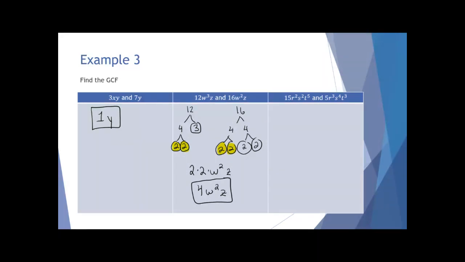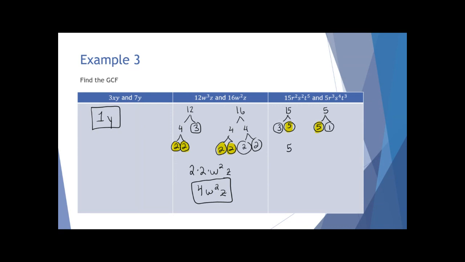Third one here, 15 r squared s squared t to the fifth and 5 r cubed s to the fourth t cubed. So with the 15 and the 5, even though I can do these in my head, I'm just going to make these factor trees. So 15 is 3 times 5, which are both prime. 5 is 5 times 1. So the only prime they have in common is 5. So that's going to be the numerical GCF, the number I can take out of those.